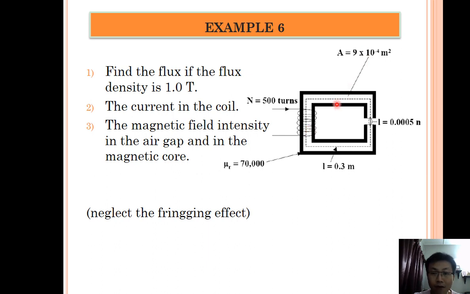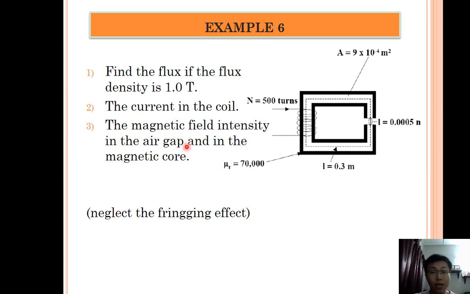Given that the area of the coil is 9 times 10 to the power minus 4 meter square, the length of the air gap is 0.005 meter, the mean length of the coil is 0.3 meter, and mu r, the relative permeability of the material, is 70,000. Find the flux if the flux density is 1 Tesla. Find the current in the coil as well. Find the magnetic field intensity in the air gap and in the magnetic coil.